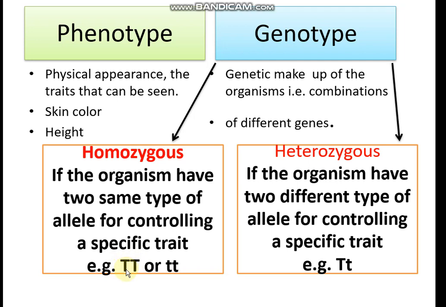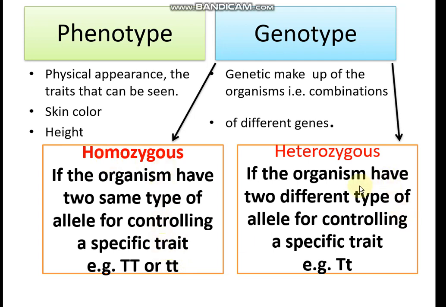And if we talk about the height, the tallness is a dominant trait. If the person is receiving a tall allele from the father and a tall allele from the mother, the person is said to be homozygous tall. And if the person is receiving the allele of dwarfness from the father and the allele of dwarfness from the mother, the person is said to be homozygous dwarf.